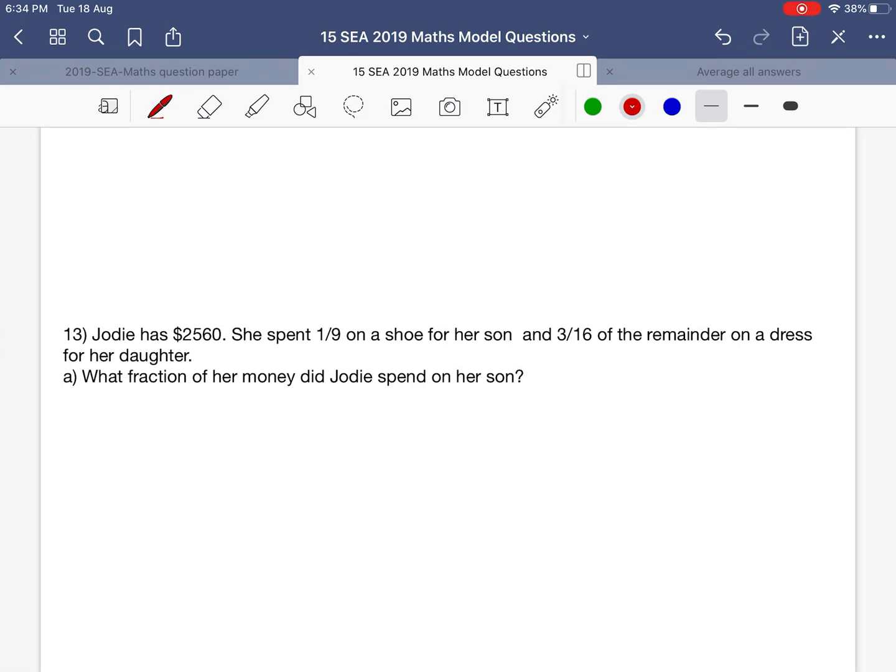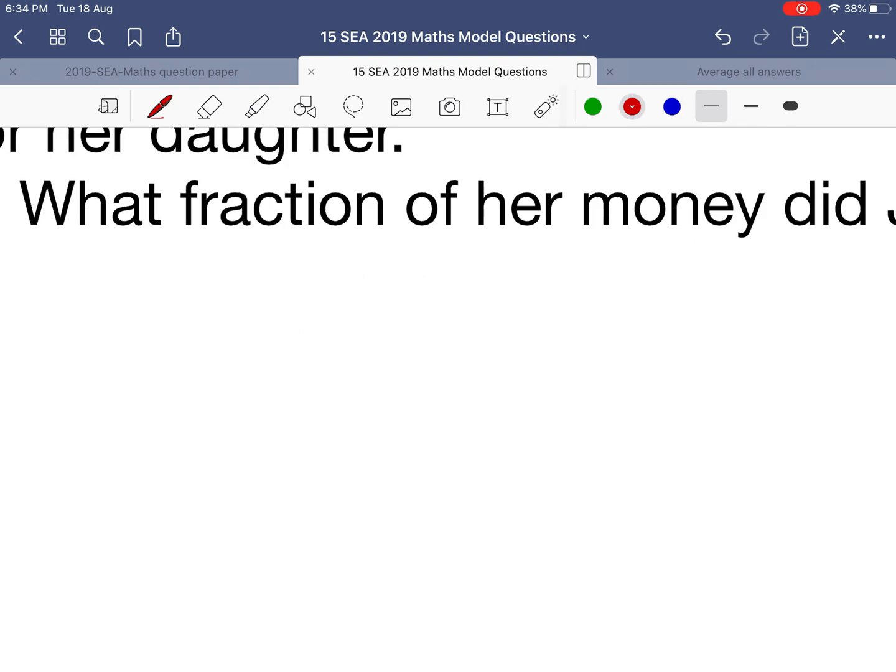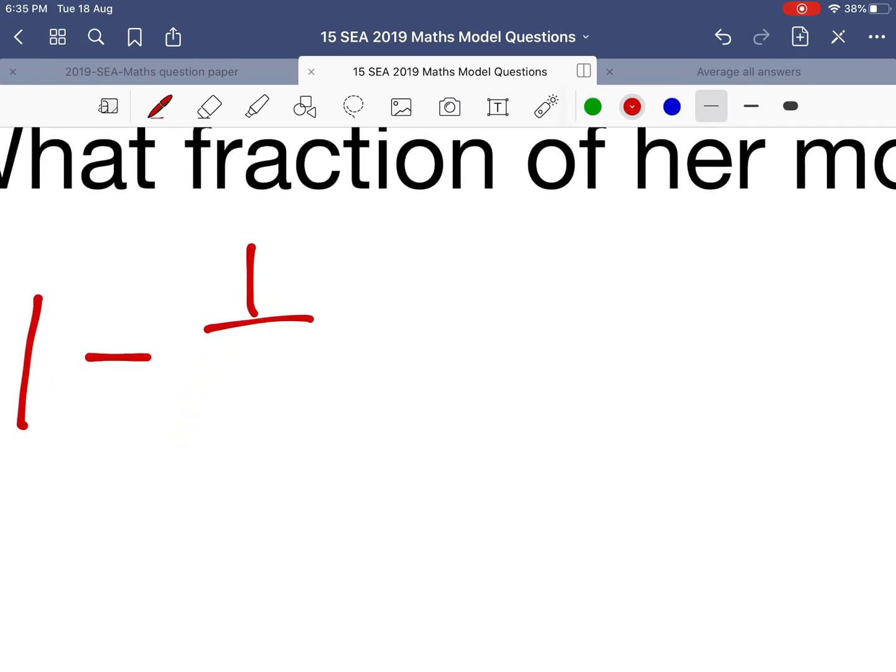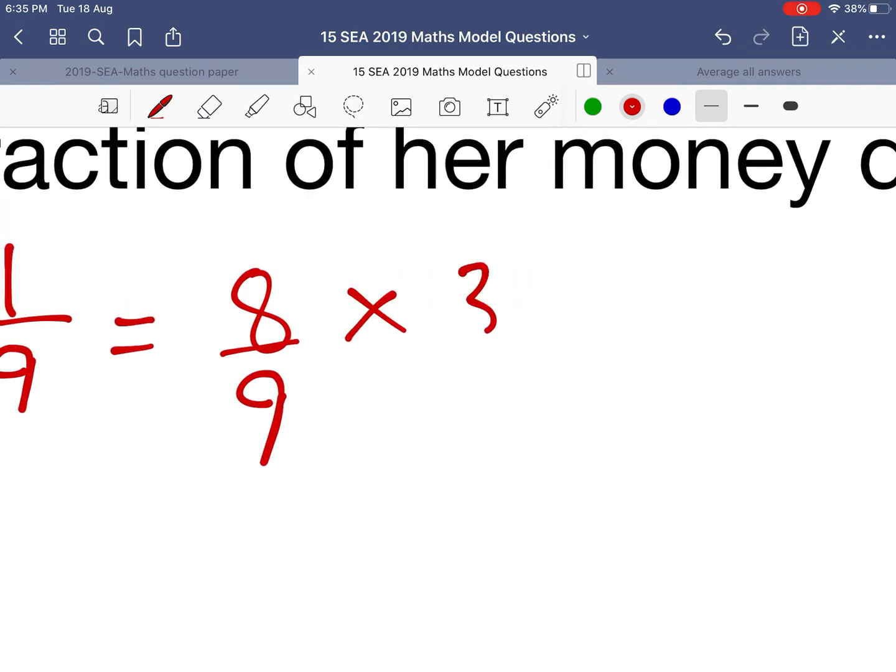Jody has $2,560. She spent 1/9 on a shoe for her son and 3/16 of the remainder on a dress for her daughter. What fraction of her money did Jody spend on her son? So 3/16 of the remainder. When we're talking about fractions, the total will be a whole. To find the remainder, we take away what she spent. 1 take away 1/9 would give us 8/9, and they said 3/16 of the remainder, which is 3/16 of 8/9.